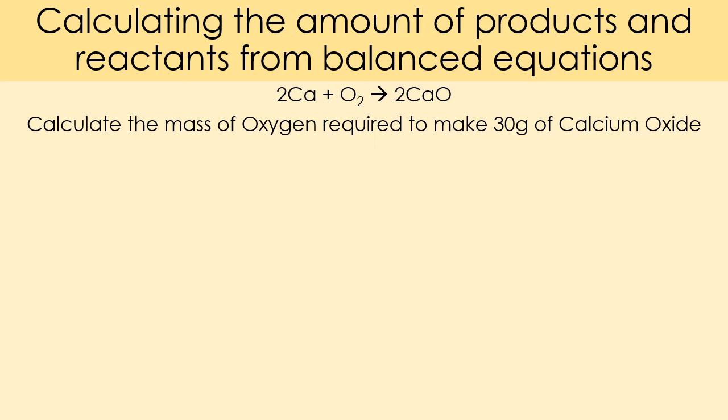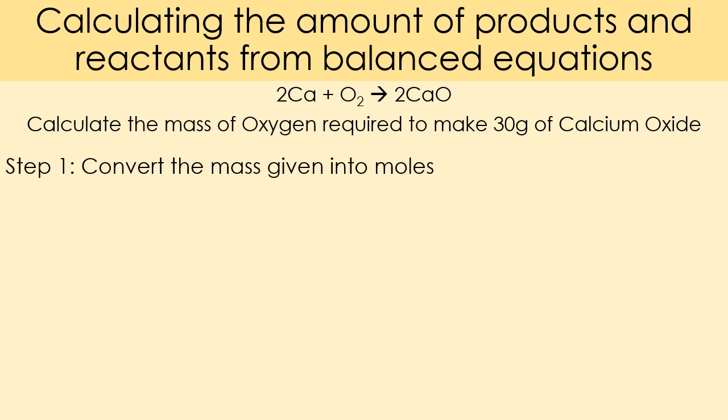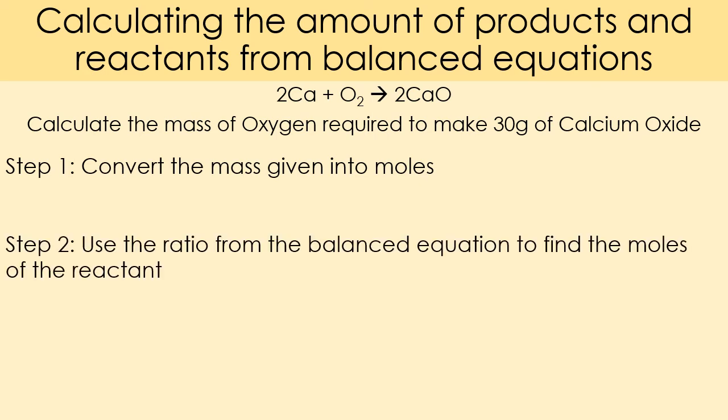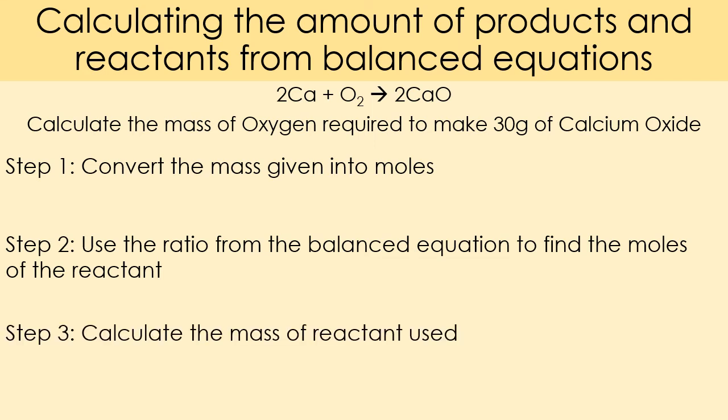So this time we're working out the amount of reactant and not the amount of product, but the steps are still exactly the same. We convert the mass given into moles. We use the ratio from the balanced equation to find the moles of the reactant, and we calculate the mass of the reactant used, just like we did last time.